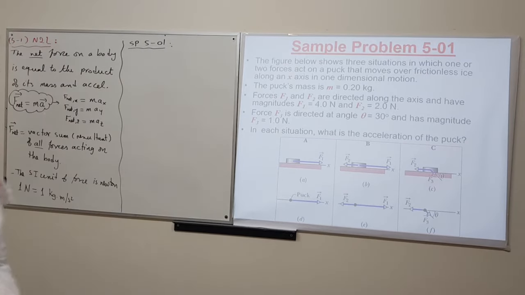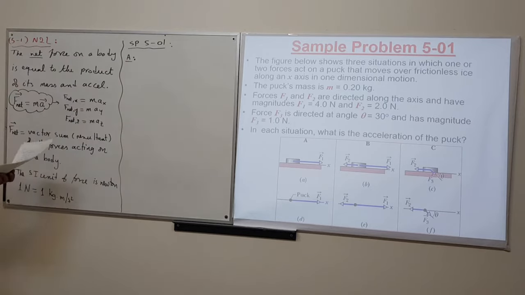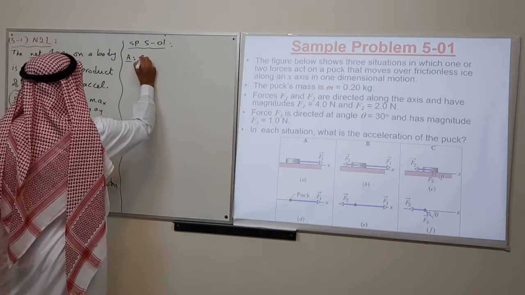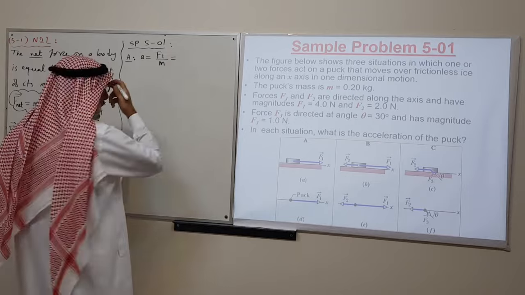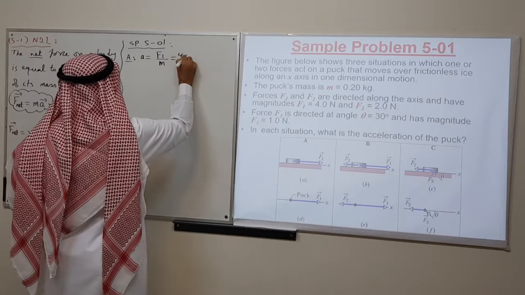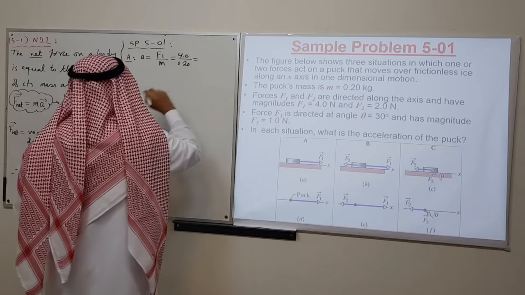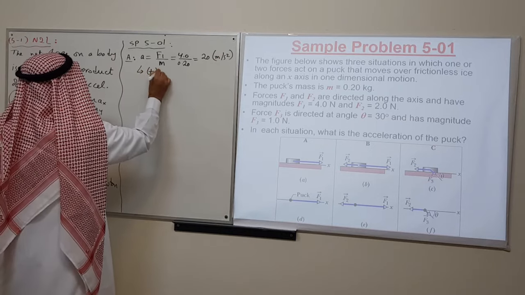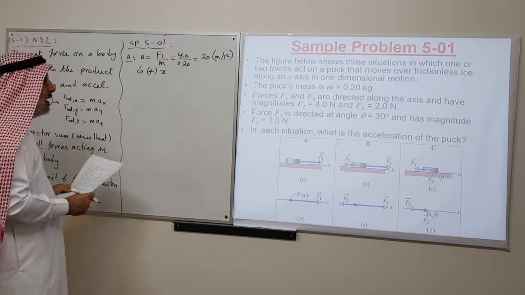So let's start with the first one, where we only have one force acting on the object. In A, of course, in all situations, we will apply Newton's second law. That's the only thing we have. So in here, we only have one force acting on the puck. So applying Newton's second law, we have a is equal to F1 divided by m. How much is that? F1 is equal to 4 newtons, and the mass is 0.2. So this is 40 over 2, and that is 20 meters per second squared. And this is in the positive x direction. There is only one force, it's in the positive x direction, so the acceleration will follow in that direction.